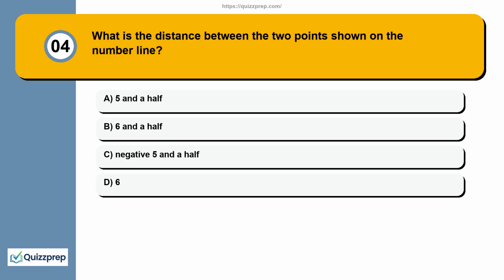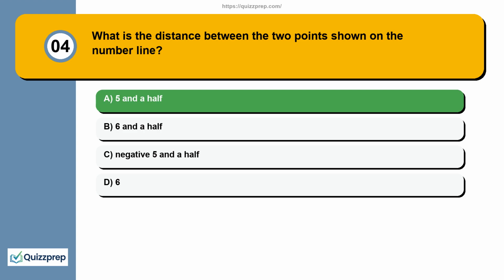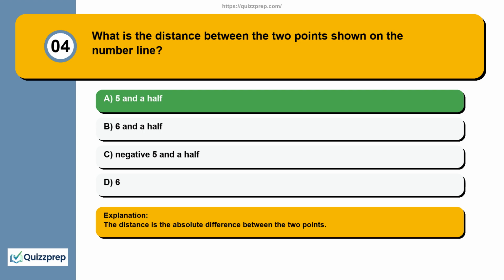Question 4. What is the distance between the 2 points shown on the number line? 5.5, 6.5, negative 5.5, 6. The distance is the absolute difference between the 2 points.